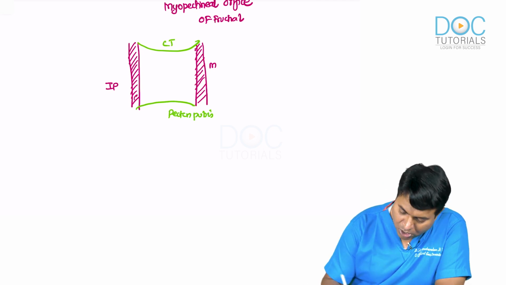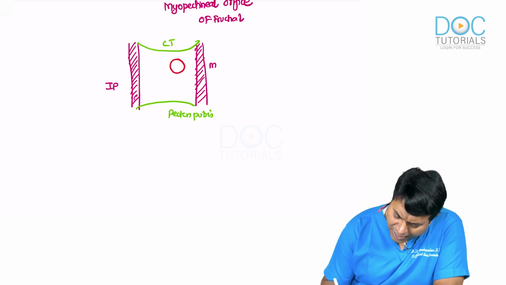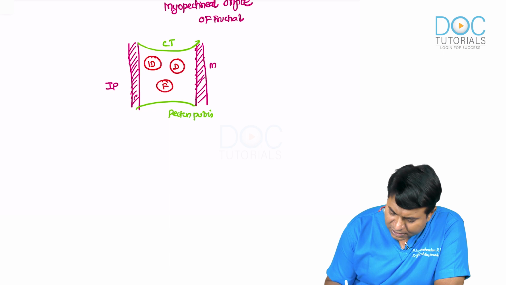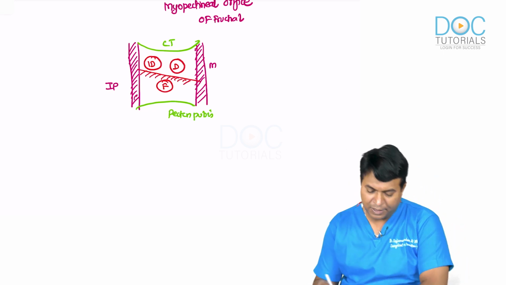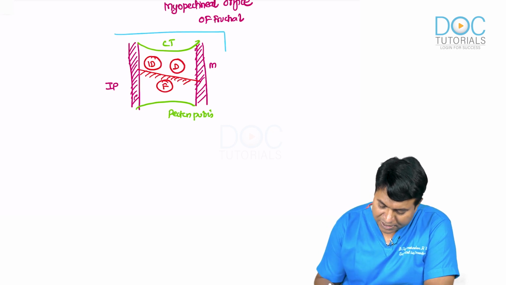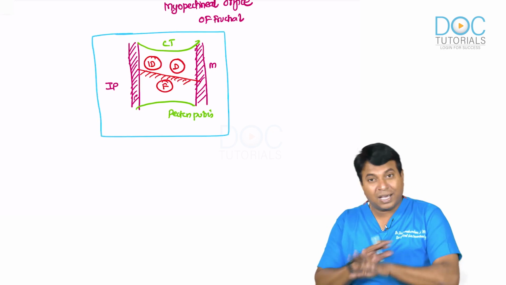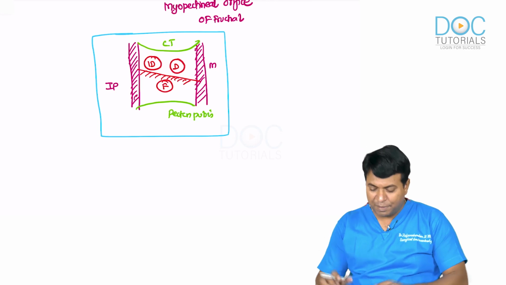All the openings are here: this is the direct hernia opening, this is the indirect hernia opening, this is the femoral hernia opening, and this is the inguinal ligament. All these openings are seen in this area, and I will keep a mesh in this like this. I will cover all the hernias by keeping a mesh in a laparoscopic repair.